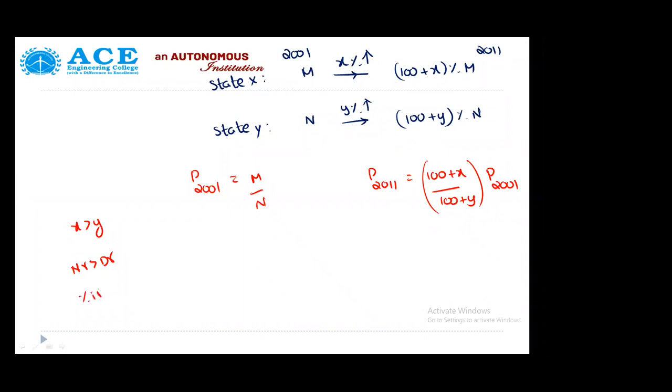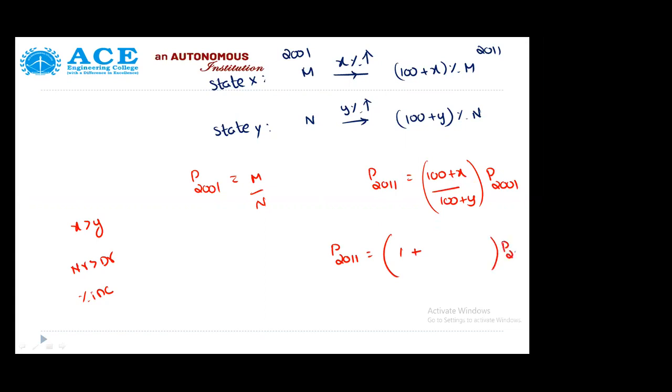Fine. Now, what should I write? This is 1 plus something, and that will decide the increase. How much increase means we should write this as 1 plus something. If you want to write 1 plus something, you have to multiply by 100, and that will convert into percentage.